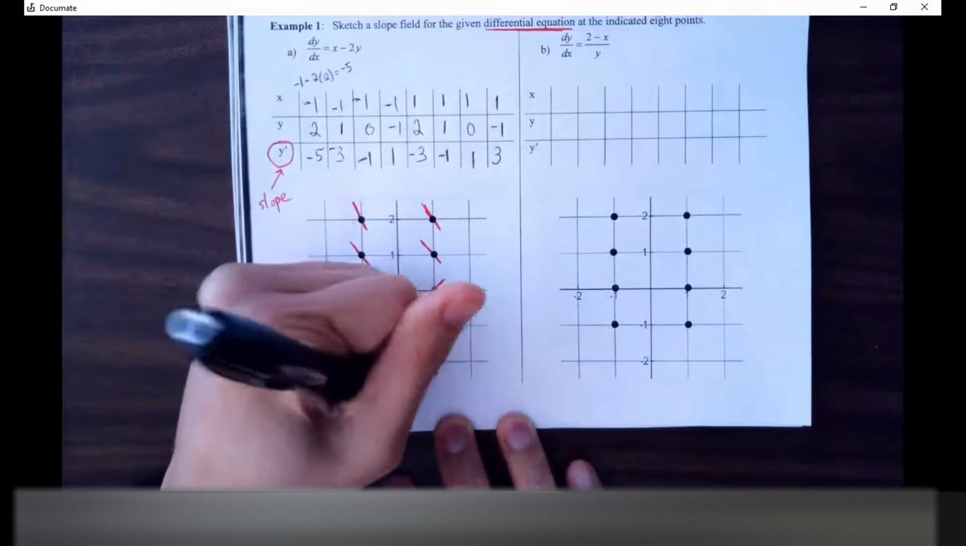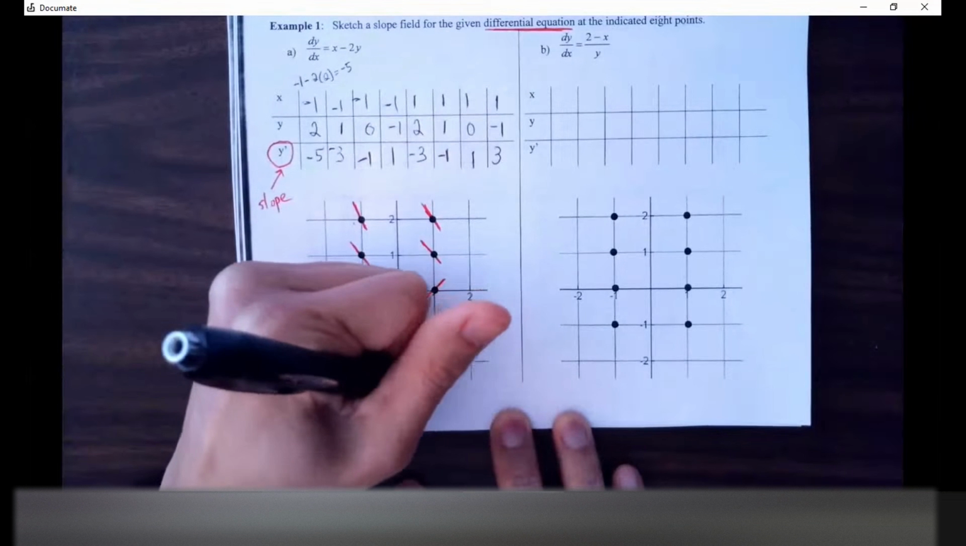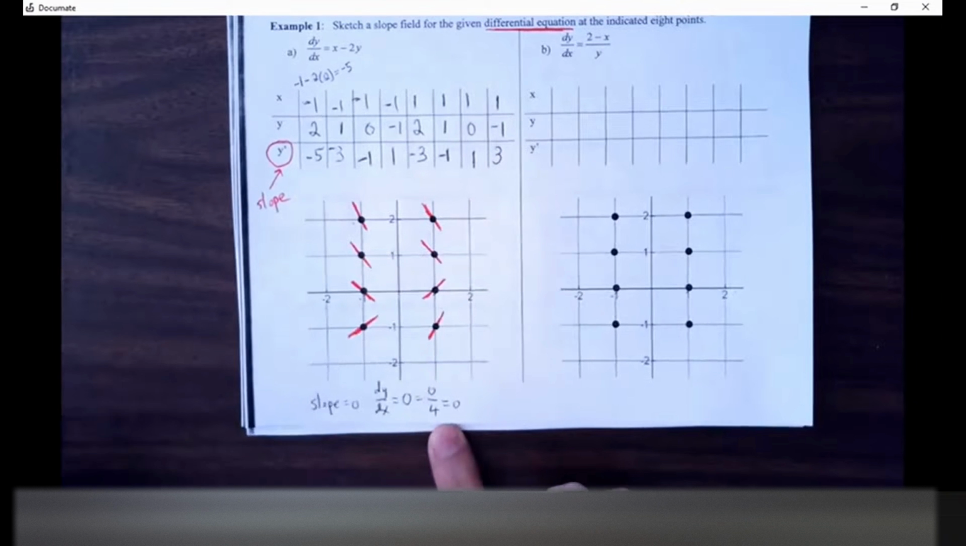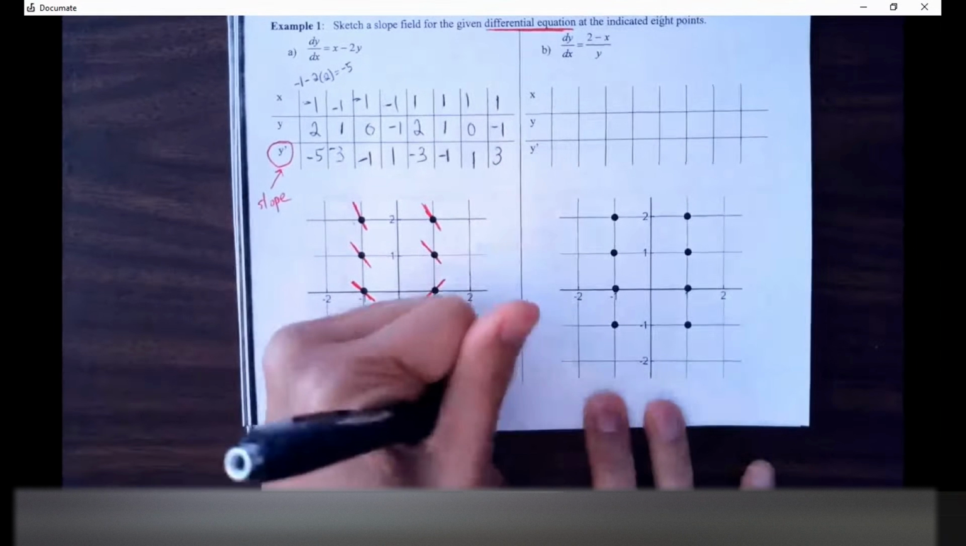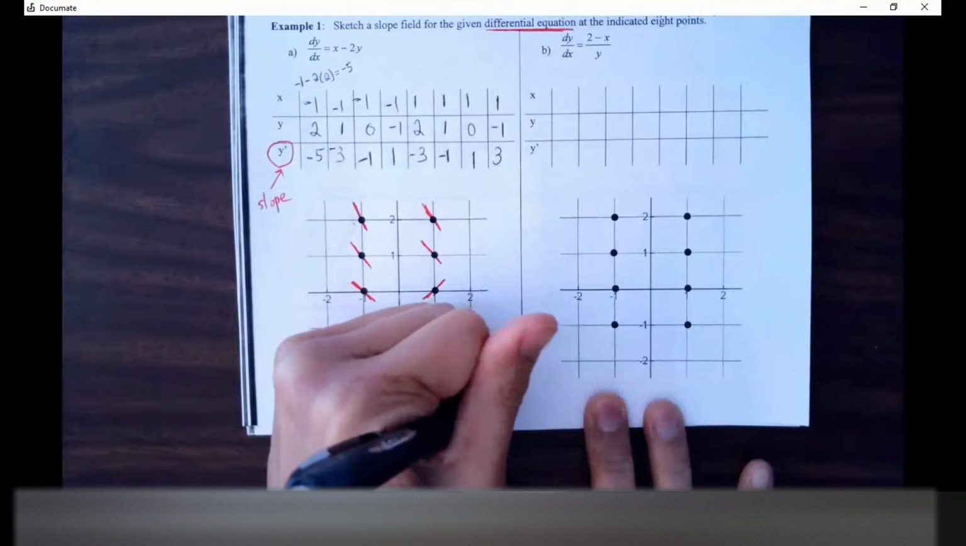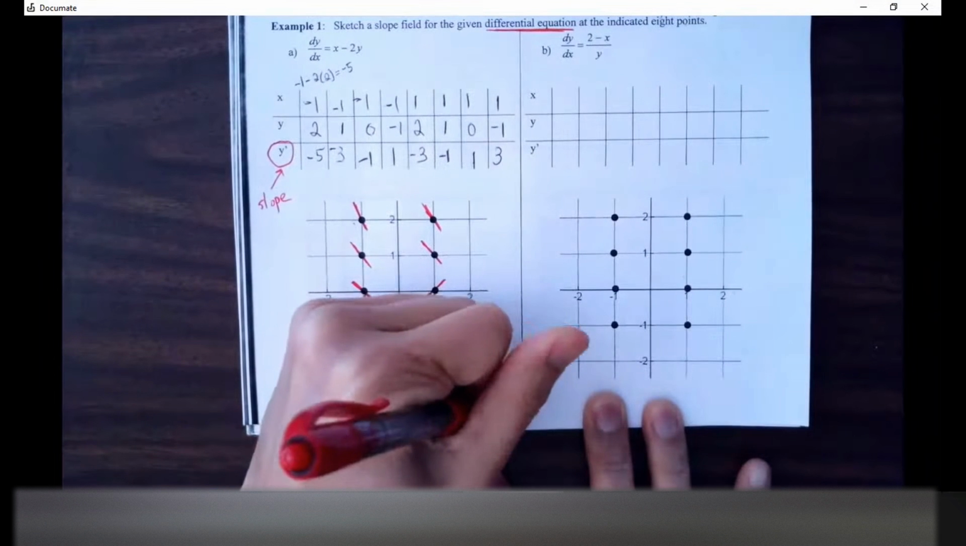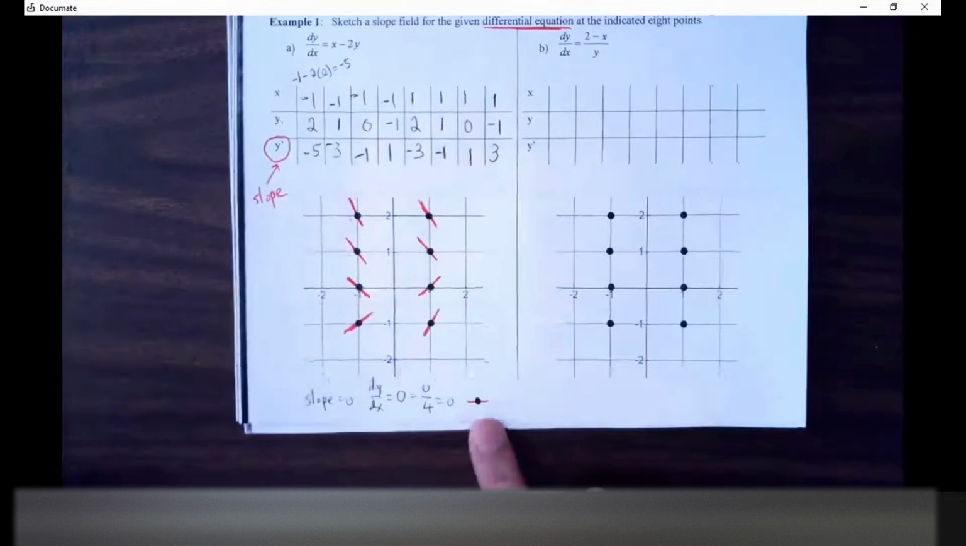0, or it could be something like 0/4, which is also 0, right? That represents a real number. What you're going to do is through that indicated highlighted point, you're going to put a horizontal line through it. Okay.